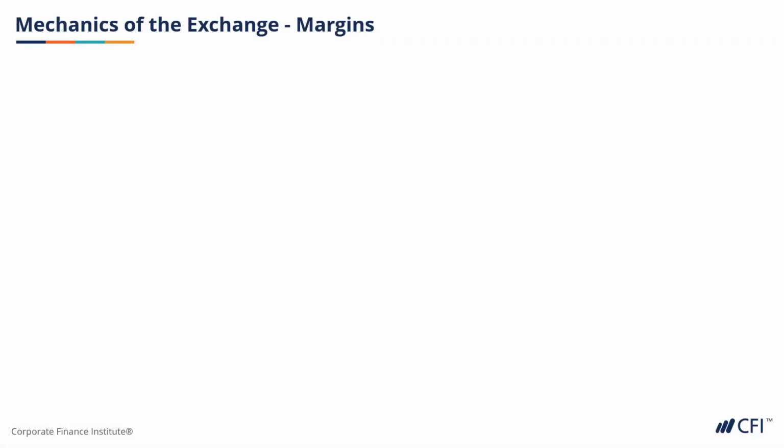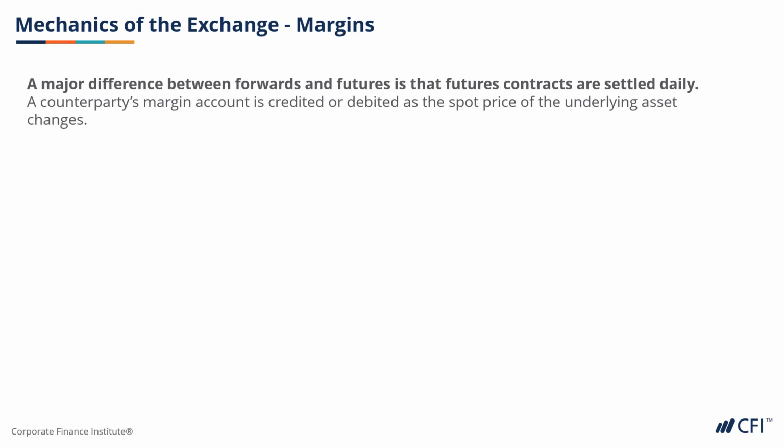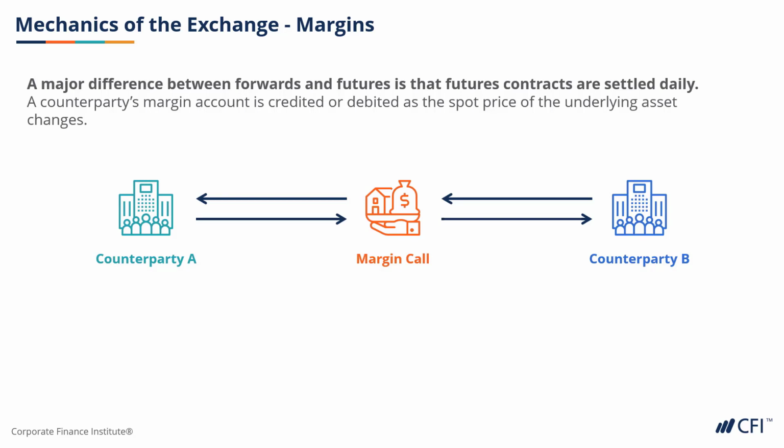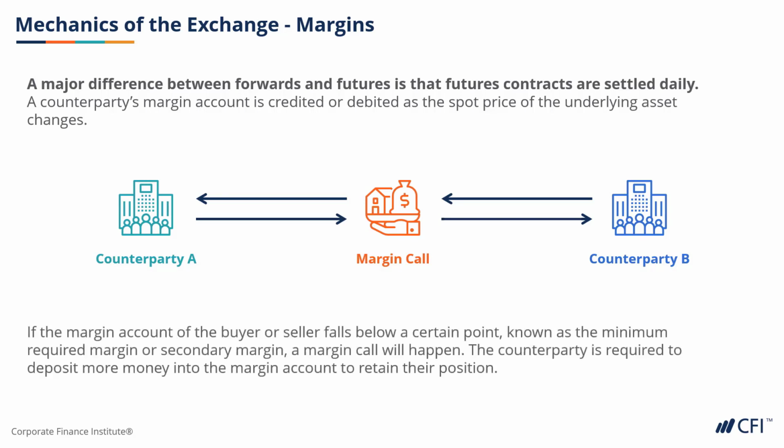A major difference between forwards and futures is that futures contracts are settled daily. A counterparty's margin account is credited or debited as the spot price of the underlying asset changes. If, for example, the margin account of the buyer or seller falls below a certain point, known as the minimum required margin or secondary margin, a margin call will happen. The counterparty is required to then deposit more money into the margin account to retain their position. And we'll work through an example so you know exactly how margin accounts work in practice.